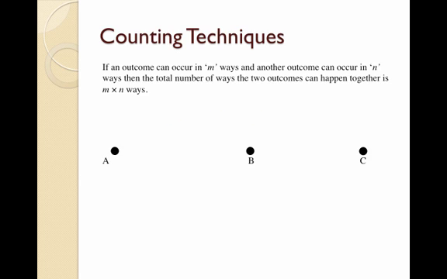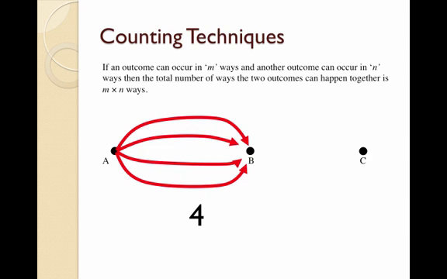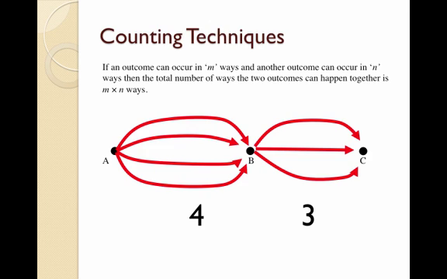Let's take an example of three towns, A, B, and C, and there are 4 roads that go from A to B, and there are 3 roads that go from B to C. What we want to know is how many different ways there are to go from town A to town B to town C. Now, we could go through the top road from A to B and then through the top road from B to C.